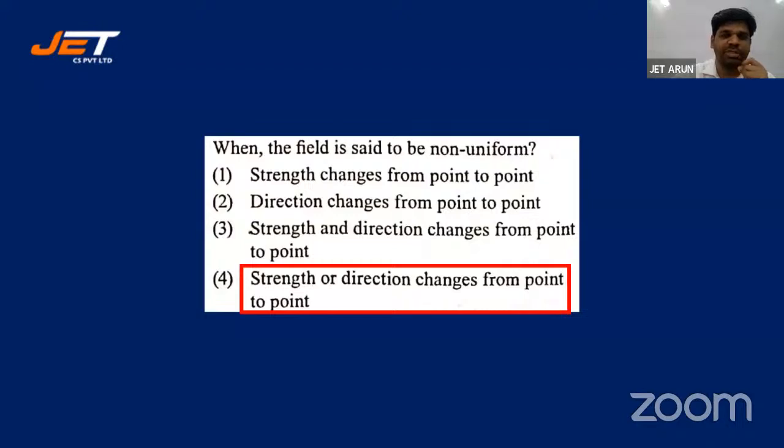Some of you said 3. It is not strength and direction, it is strength or direction. If strength changes, or if direction changes, that's defined as a non-uniform field. All right. If strength and direction are constant, then it's called a uniform field.